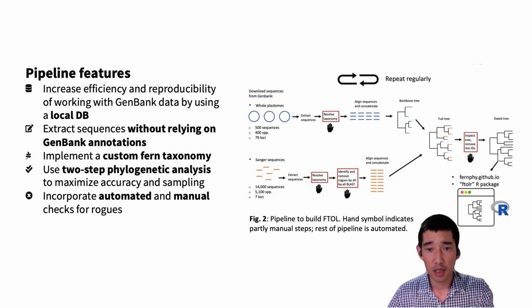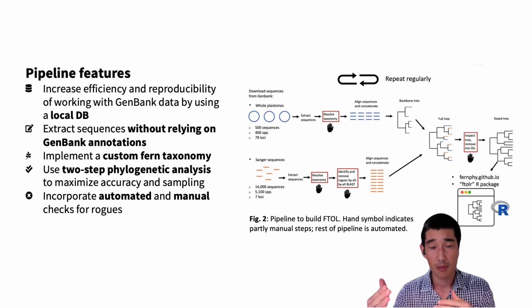A more automated check is doing an all-by-all BLAST search. During that check, if the query sequence matches the wrong family, then we'll exclude it as a possible contaminant. And I do inspect the results of that before accepting them. So that's why I've also indicated that with the hand here.